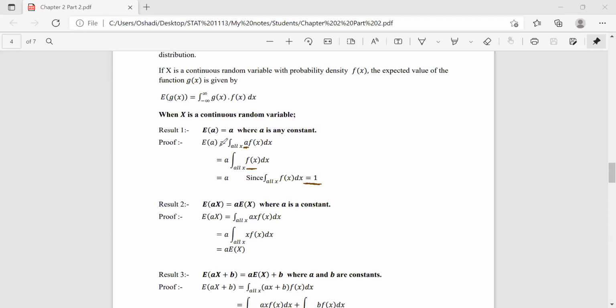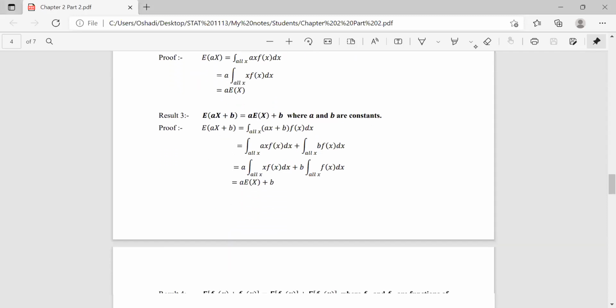And in the results too, expected value of ax is the a into expected value of x if a is a constant. The same scenario here as in discrete case. I think it need not be explained, right? So it is very clear. We can get a out, and x fx dx means again the expected value of x.